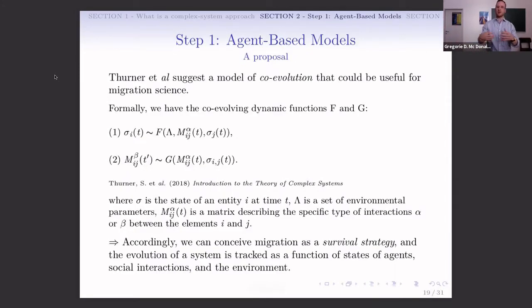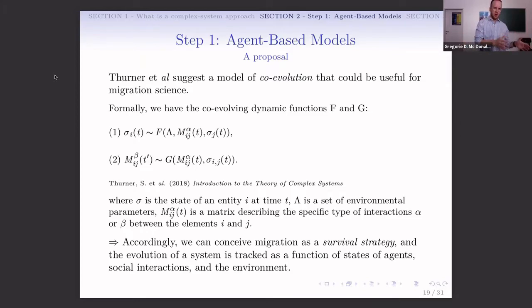So now what I would like to suggest is that we can introduce a different narrative in the explanation of how migration systems evolve. So I took as example a model suggested by Turner and colleagues, and it's a model for coevolution, and I think it could be very useful for migration science. So what do we have there? We have two co-evolving dynamic functions, f and g, and those functions are defined by two algorithmic equations. The equations that are presented there, number 1 and 2.